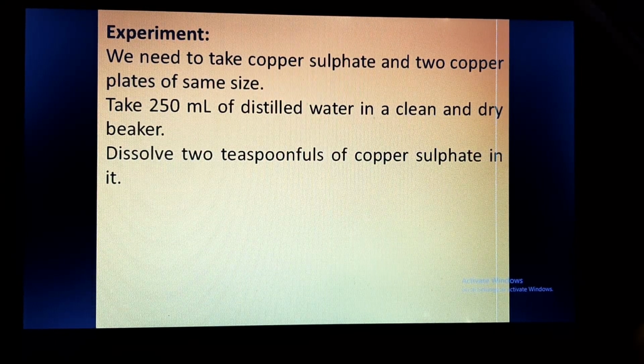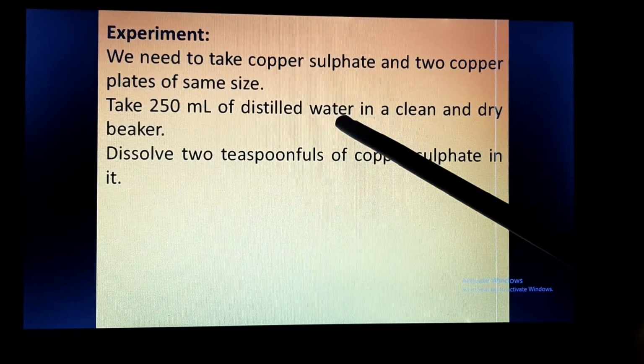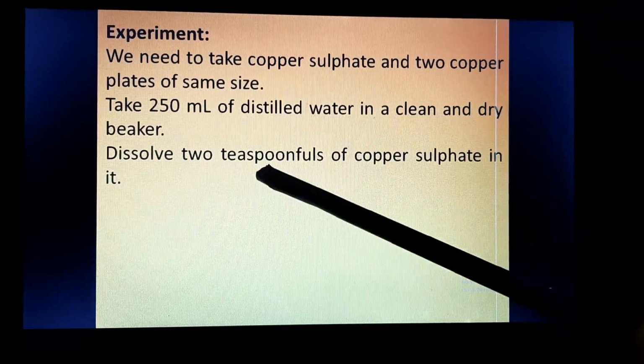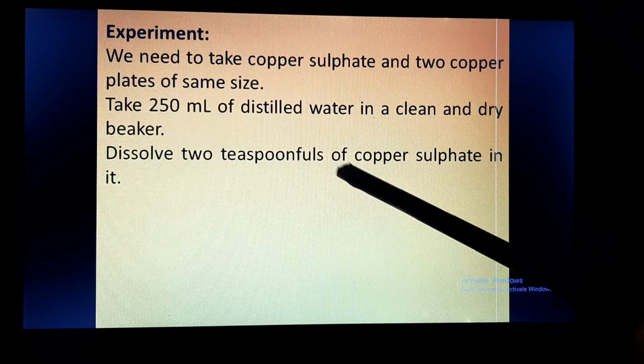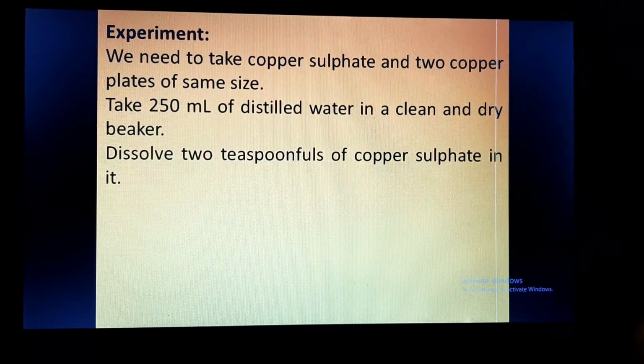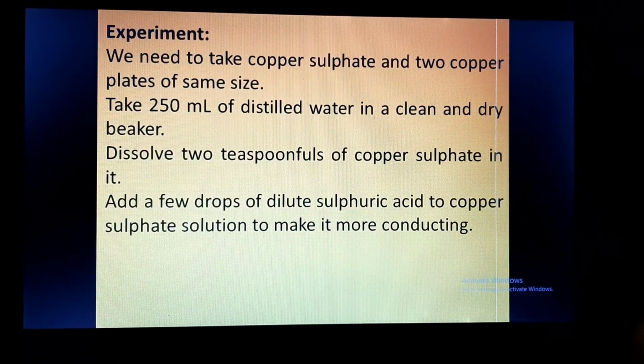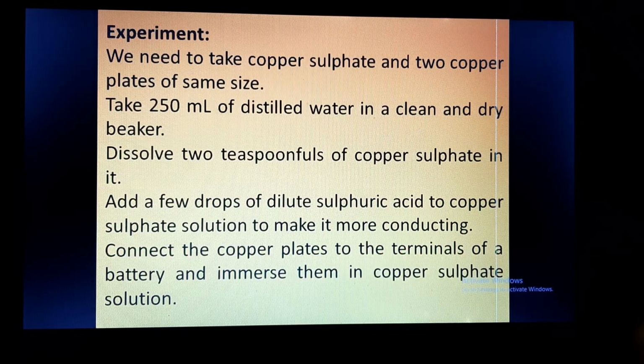You know that distilled water does not conduct electricity. To make it conducting, we need some salt. Here we have taken copper sulfate. Add a few drops of dilute sulfuric acid. Acid is added so that the copper sulfate solution is made more conducting.